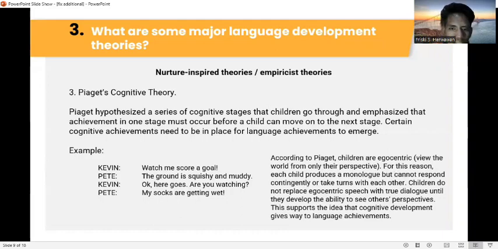For this reason, each child produces a monologue but cannot give a good response or take turns with each other in a conversation. Children do not replace egocentric speech with true dialogue until they develop their cognitive ability to see others' perspectives. This supports the idea that cognitive development gives way to language achievements.